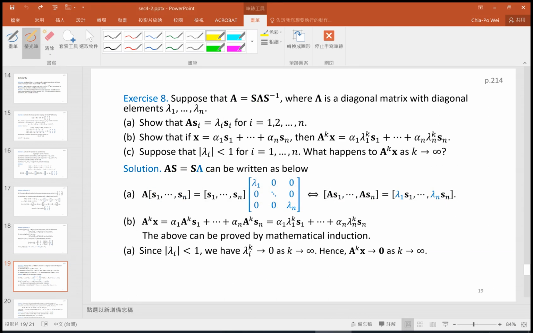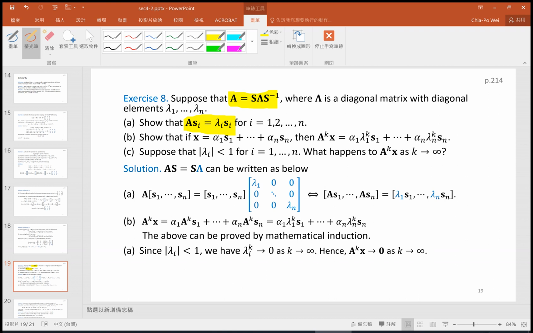The result of case A implies that if A is similar to matrix lambda, where lambda is a diagonal matrix, then we will have A times Si equals lambda I times Si, which means Si is an eigenvector of A corresponding to eigenvalue lambda I.